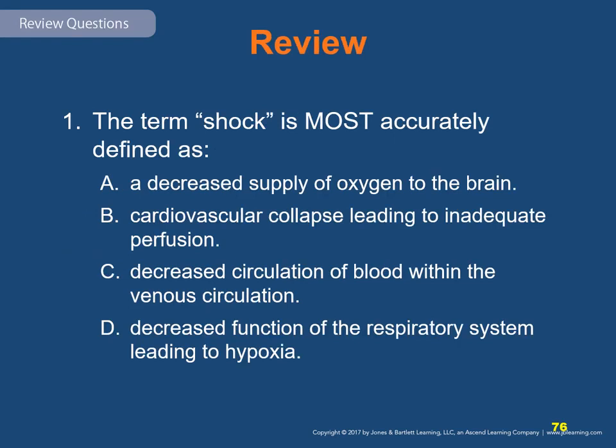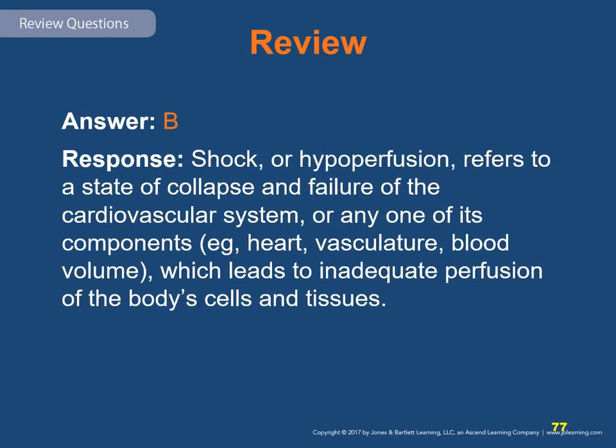Okay class, let's go over a few review questions. Number 1. The term shock is most accurately defined as: A, a decreased supply of oxygen to the brain; B, cardiovascular collapse leading to inadequate perfusion; C, decreased circulation of blood within the venous circulation; D, decreased function of the respiratory system leading to hypoxia. The correct answer is B.